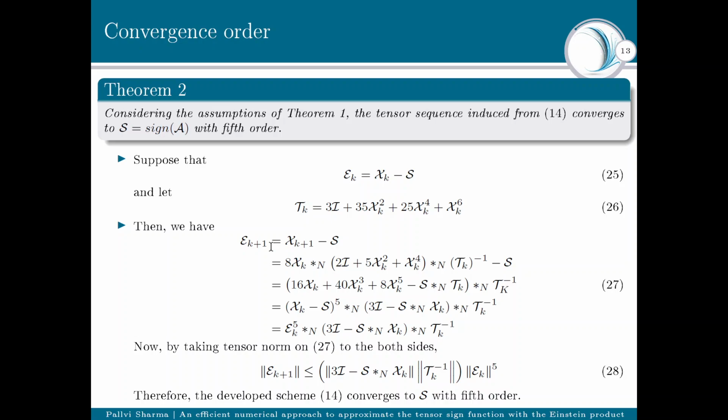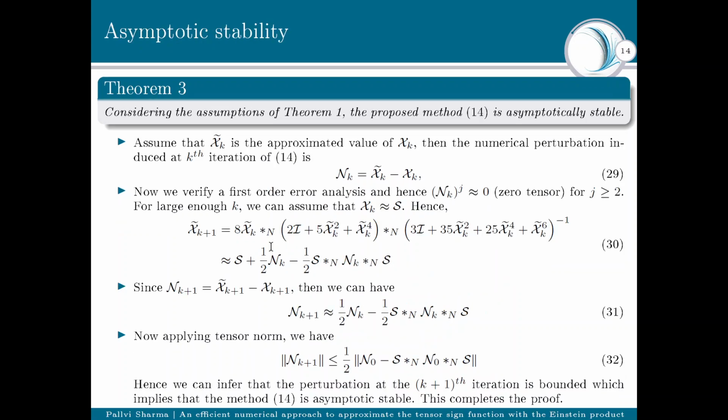and hence the convergence order is 5. Now, another most important factor in case of iterative methods is asymptotic stability. And for this, we have provided this theorem 3, which proves that our iterative method is also asymptotically stable. For proving this, we have considered the numerical perturbation generated at kth iteration, and then we compute the numerical perturbation generated at k plus 1th iteration, which appears to be bounded, and hence the method is asymptotically stable.